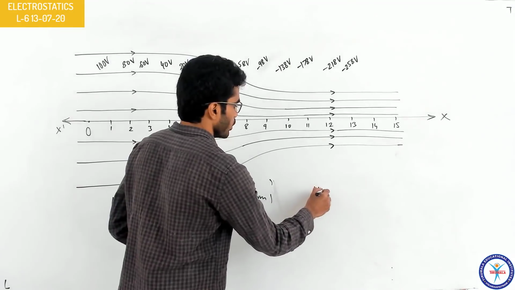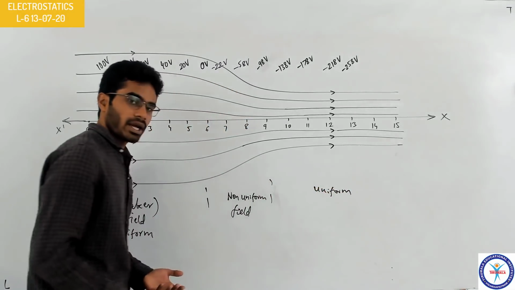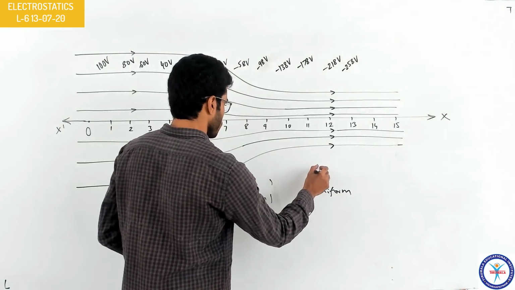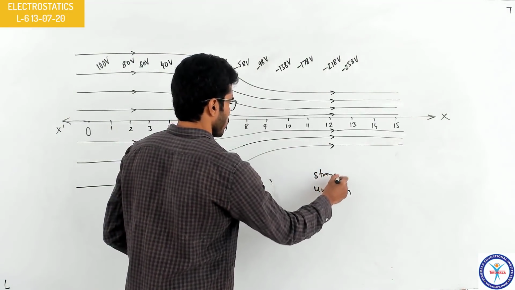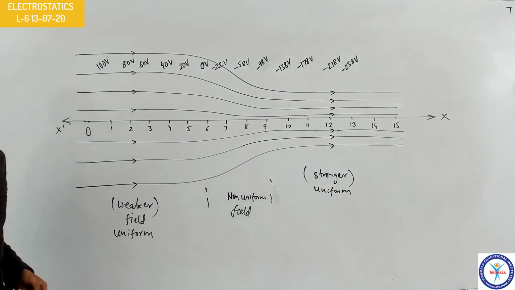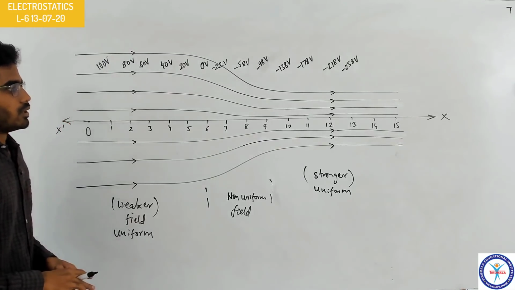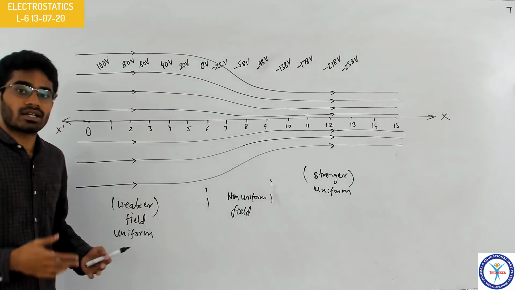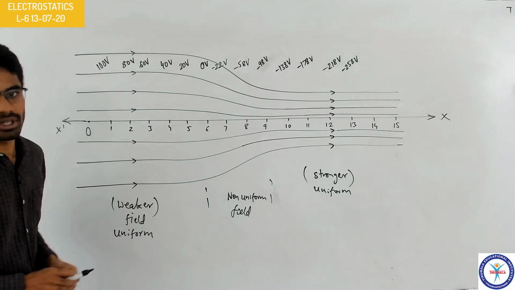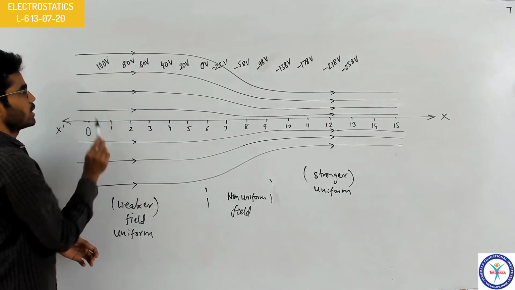Again it has become uniform, but of a different magnitude. The magnitude here is different. Here it is stronger relatively. When compared to this, it is stronger field. Now we can get a rough estimate by the potential information. Now this is the potential information I have written. At each point on x-axis, the potential is written here.